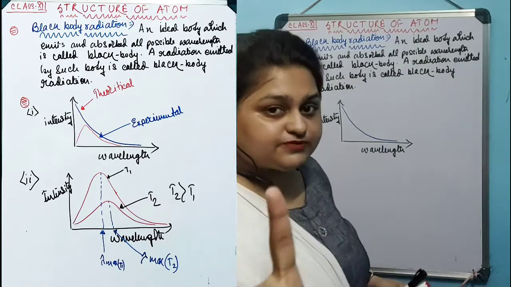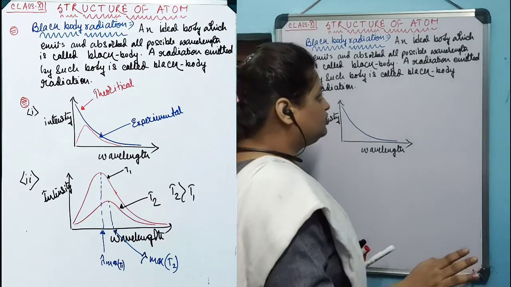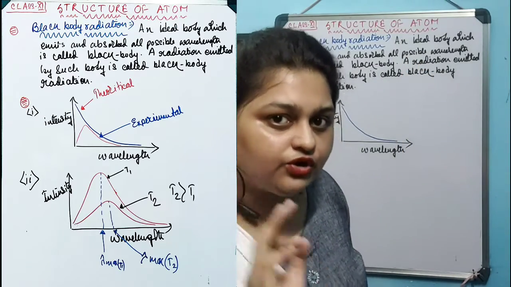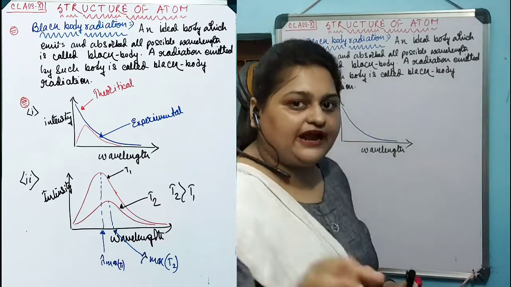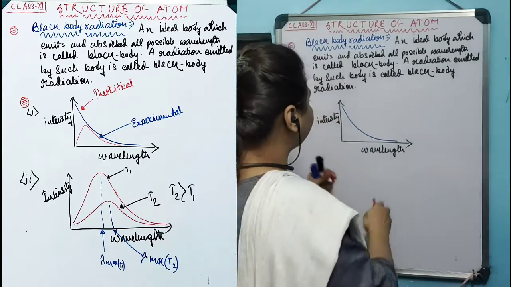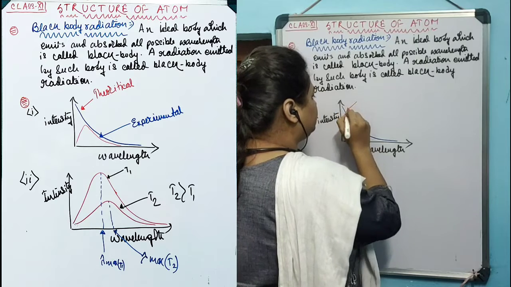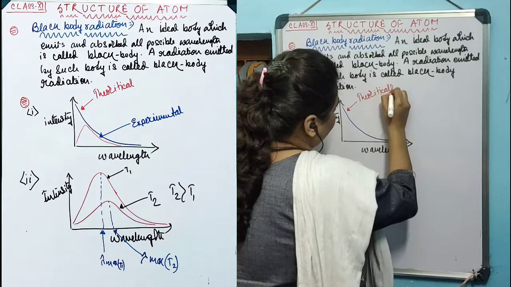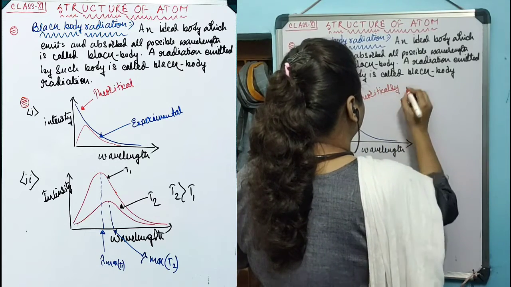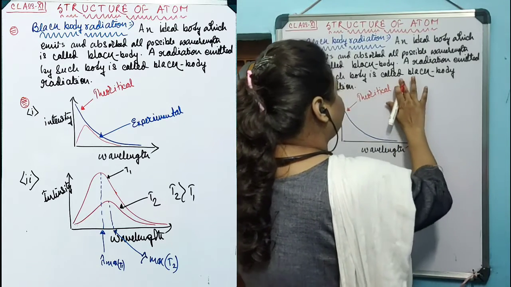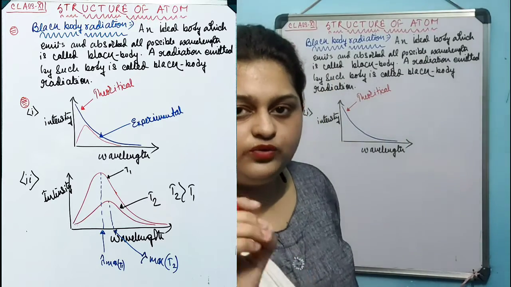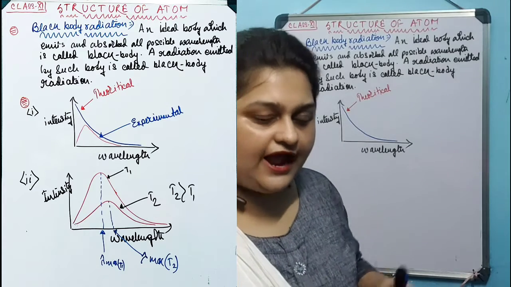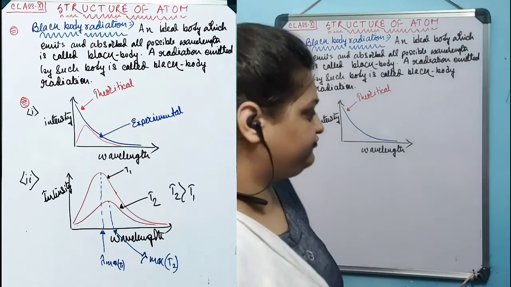So this is not experimentally measured. When they tried to explain black body radiation with the help of electromagnetic theory, this is the theoretical data that they found. So this is a theoretical graph, not an experimental graph, made with the help of electromagnetic theory, in which light was assumed to be only a wave.